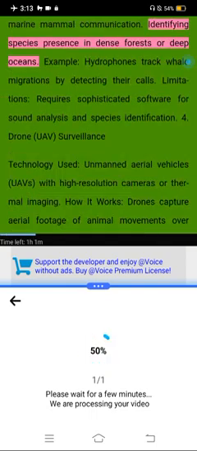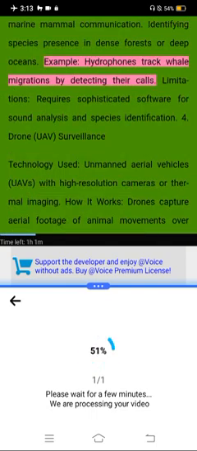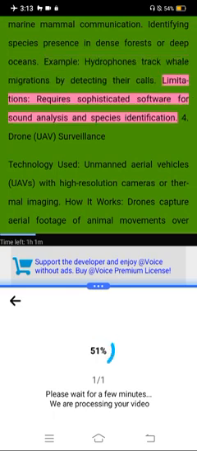Identifying species presence in dense forests or deep ocean. Example, hydrophones track whale migrations by detecting their calls. Limitations: requires sophisticated software for sound analysis and species identification.